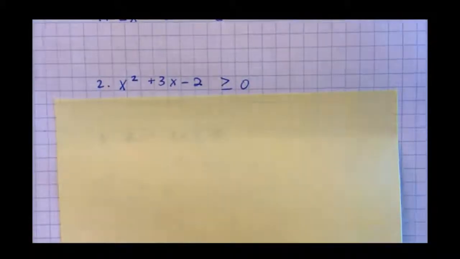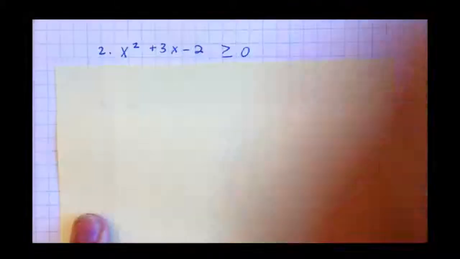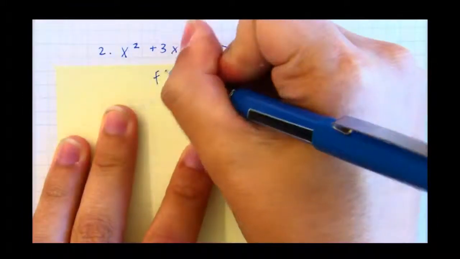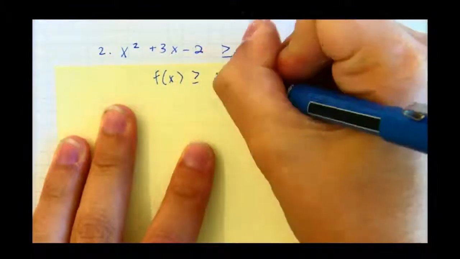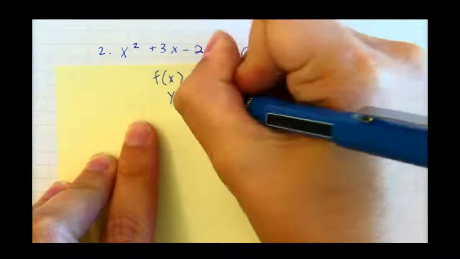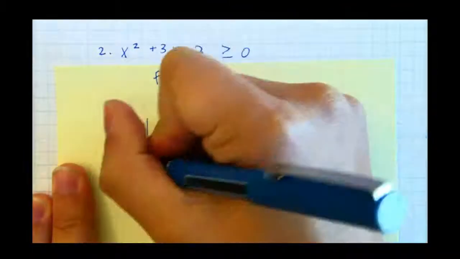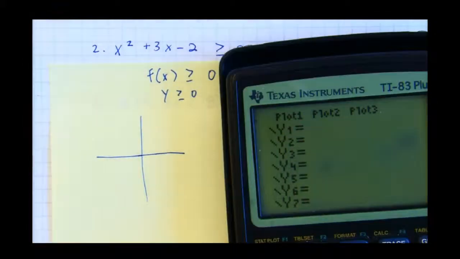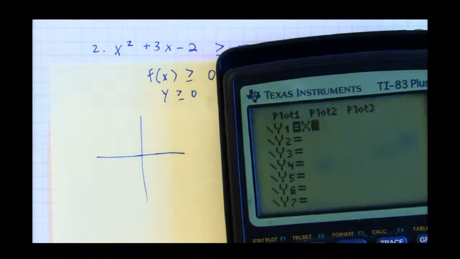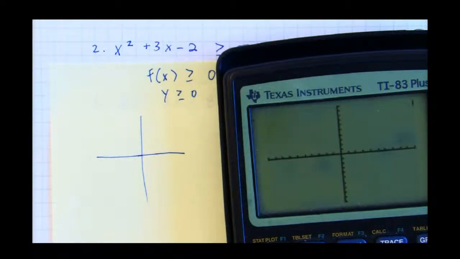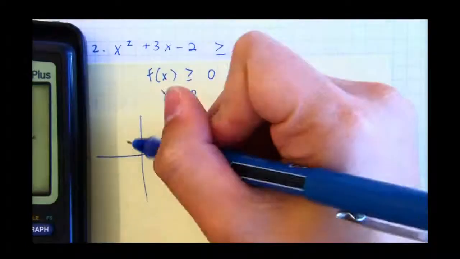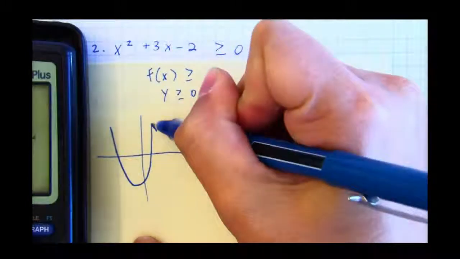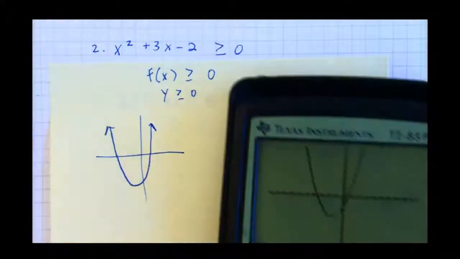Okay, for number 2, similar setup. I'm looking at where f of x is now greater than or equal to 0. So this is where my y values are greater than or equal to 0. I'm going to graph it. So in this case, I've got x squared plus 3x minus 2. So I'm going to do a rough sketch of my parabola just over on my paper. And next I've got to calculate those zeros.